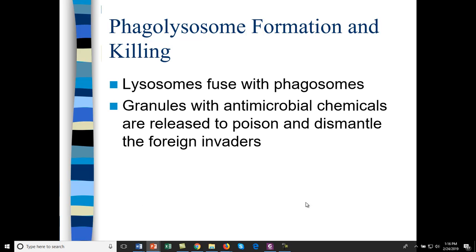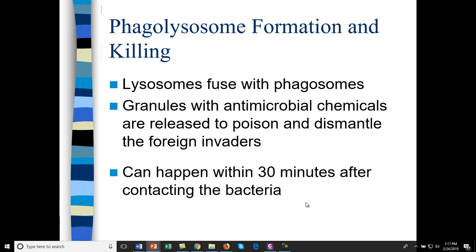In the lysosomes you have granules with antimicrobial chemicals, and they poison the foreign invader, they kill it, and they dismantle the foreign invader. You have to be really careful at this point because capsular bacteria, which form capsules, will resist the lysosome, and they can actually hide in the phagocytes and travel around the body. So these granules are effective, but they may not be effective for capsular bacteria.